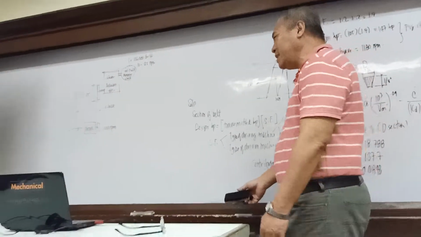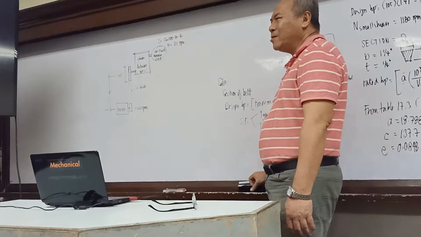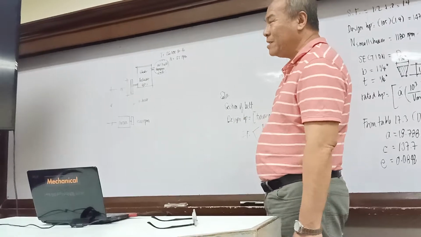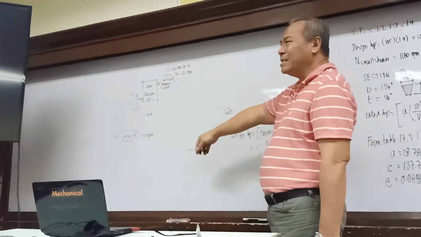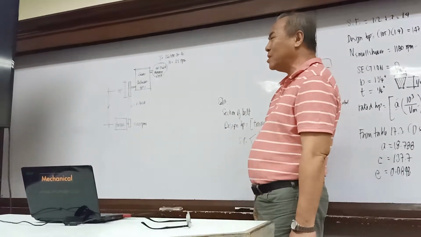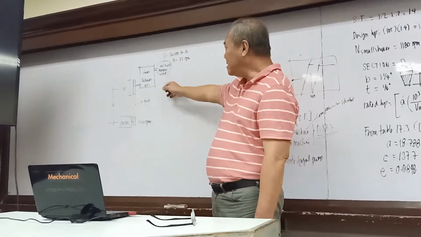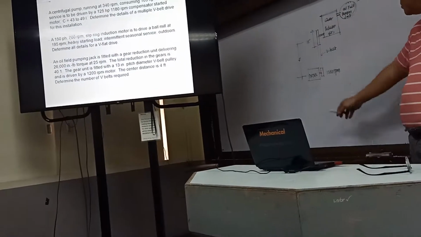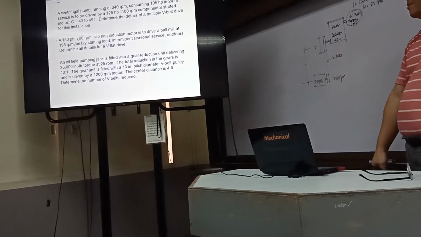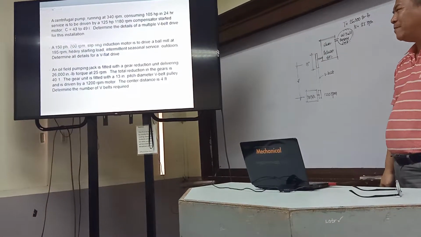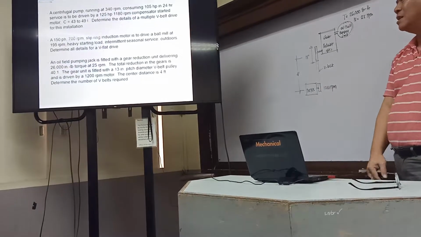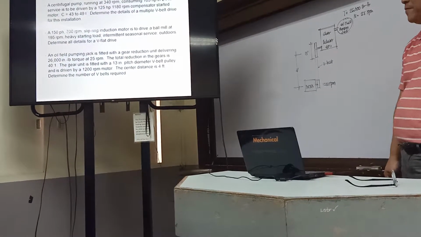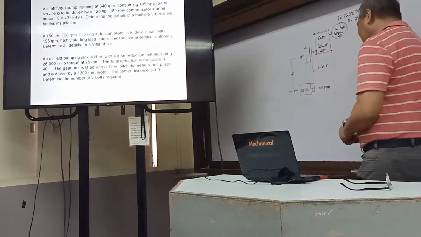Say we take number 3, the third problem. We have an oil-filled pumping jack that will be fitted with a gear reduction unit delivering 26 inch-pound torque at 25 RPM. Now, the gear unit will be fitted with a 13-inch fixed diameter V-belt pulley, and this will be driven by a 1,000 RPM motor. The center distance will be 4 feet. Determine the number of belts required.